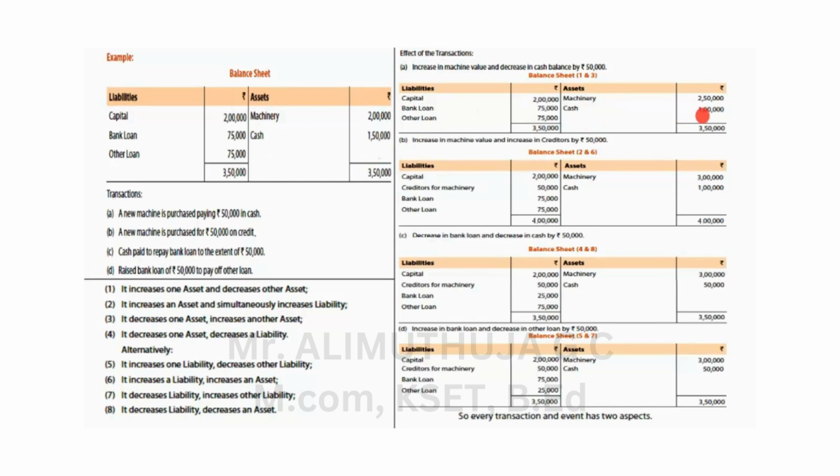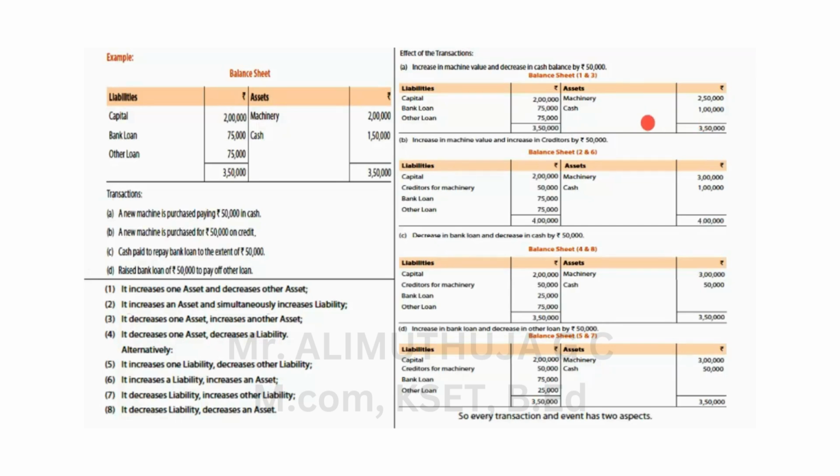Now after payment, since you paid 50,000 rupees, 1,50,000 minus 50,000, therefore a decrease in cash by rupees 50,000. So an increase in machinery of 50,000 rupees and a decrease in cash of 50,000 rupees. That's what point 1 and point 3 say. If you look here, an increase in one asset. What is the one asset here? Machinery, increased by 50,000, and a decrease in another asset. What has been decreased? Cash, 50,000 rupees decreased.